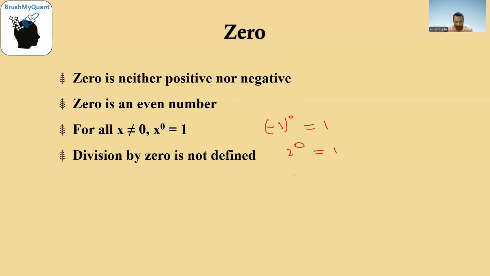Division by 0 is not defined. That means I cannot divide a number by 0. So this is not allowed. So whenever there is a problem which involves a denominator, we always need to make sure that the value of the denominator is non-zero. Then only we'll have a valid expression.